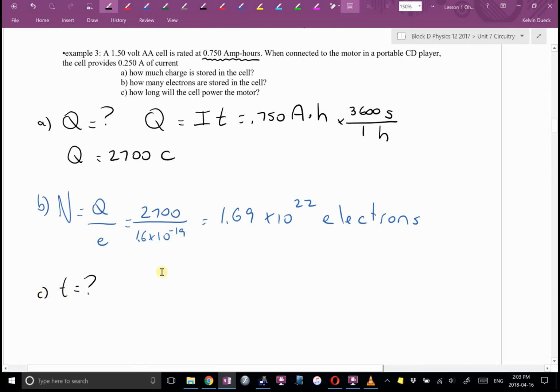Yeah. Wait a minute, Mr. Dewick, isn't it 0.750 amp hours? Amp hours are not a measure of time. They are a measure of charge. Well, if I take this 0.750 amp hours and I divide it by how many amps are needed, can you see the amps cancel? And I'm left with time. What do you get?